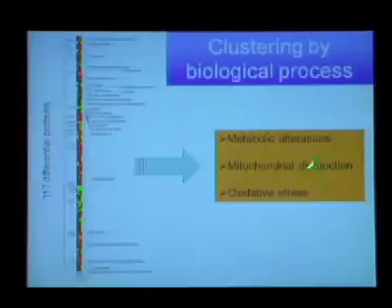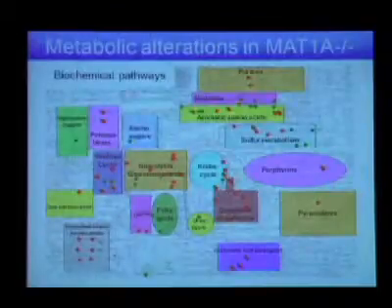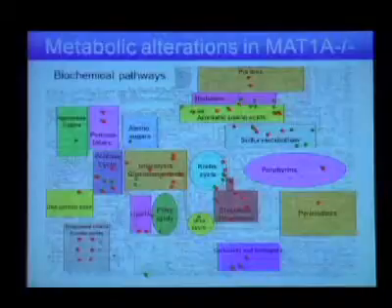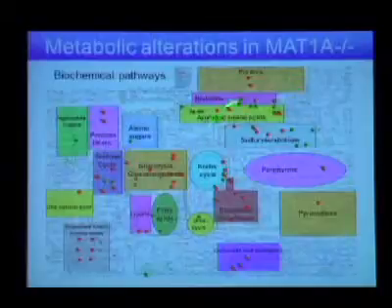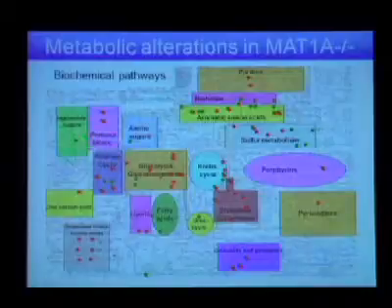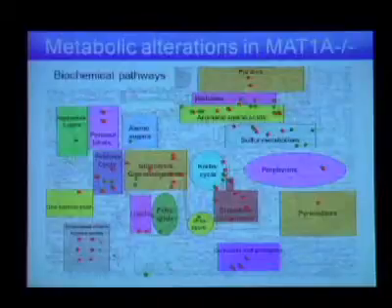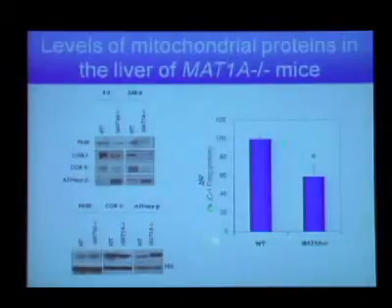There are many biological processes that were involved in this pathogenic process, but the main ones were metabolism, mitochondrial function, and oxidative stress. We didn't study in depth this metabolic alteration, just to give you an overview of the magnitude of the metabolic adaptation associated with the deficient S-adenosylmethionine synthesis. You see that there is amino acid deficiency, glycolysis, hydrocarbons, lipids, and so on.